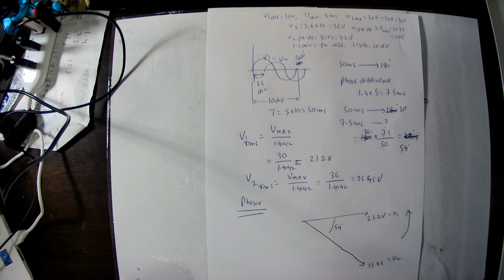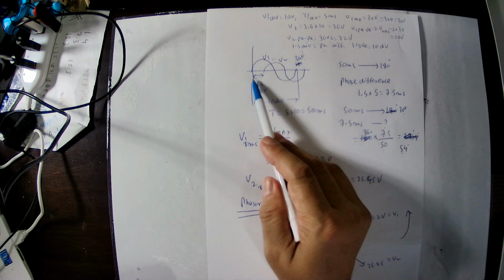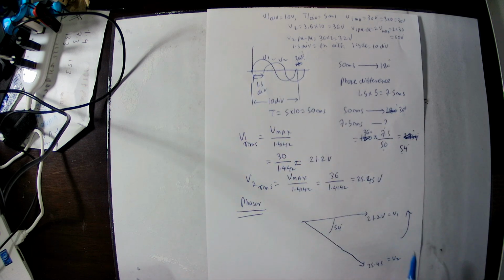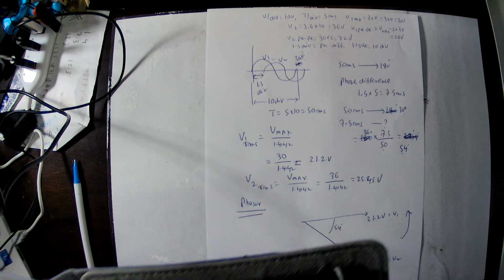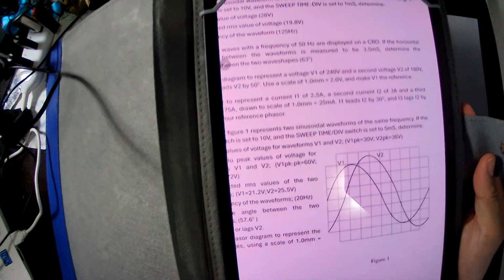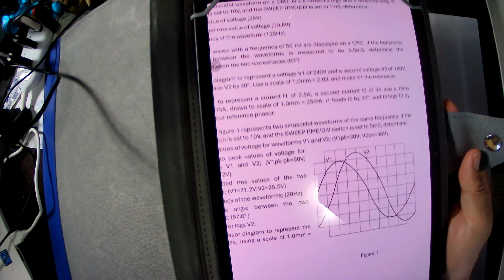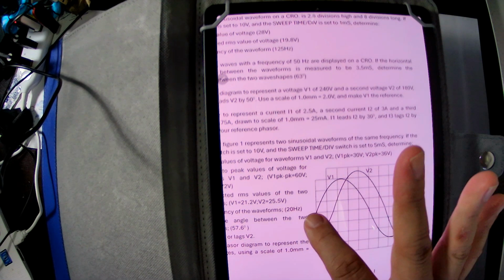Therefore, if you see a waveform like this, we can change it to a phasor diagram like this. So if waveforms are given like this, based on the waveform we calculate the phase difference. We calculate the phase difference and angle.